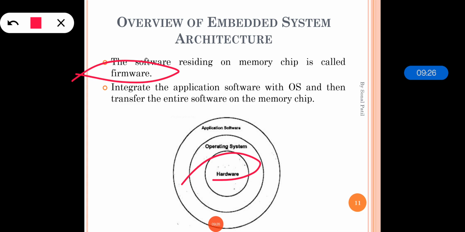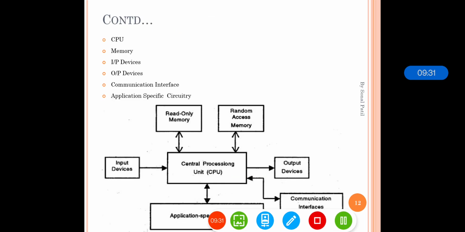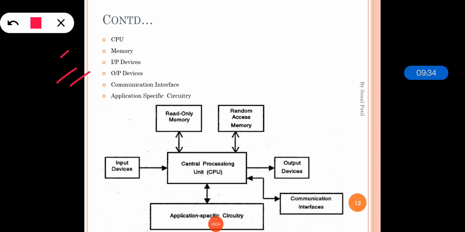When we are talking about the various building blocks of hardware of embedded system, there are basically CPU, memory, input output devices, communication interfaces, and application specific circuitry. The CPU is a processor, and that can be any of the following: microcontroller, microprocessor, or a digital signal processor. The microcontroller is a low cost processor, the microprocessor is more powerful, but we have to use external components, and the digital signal processor is mainly used when signal processing is involved, like audio and video.